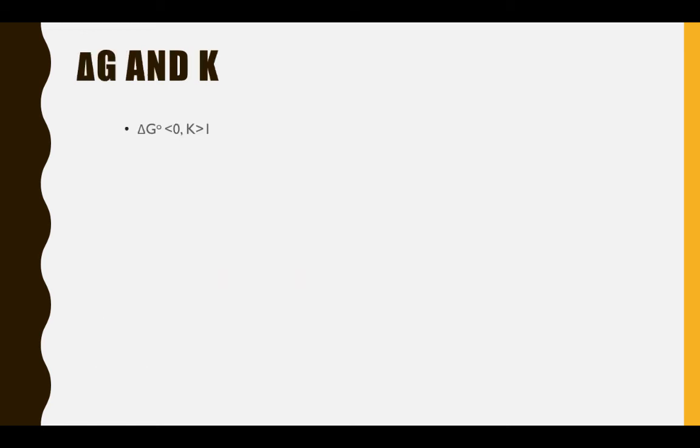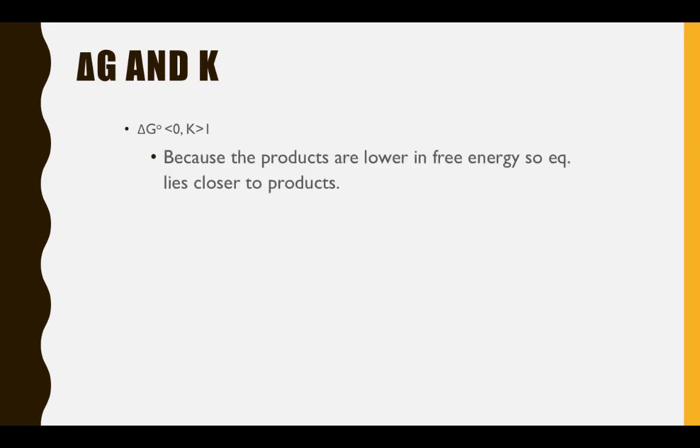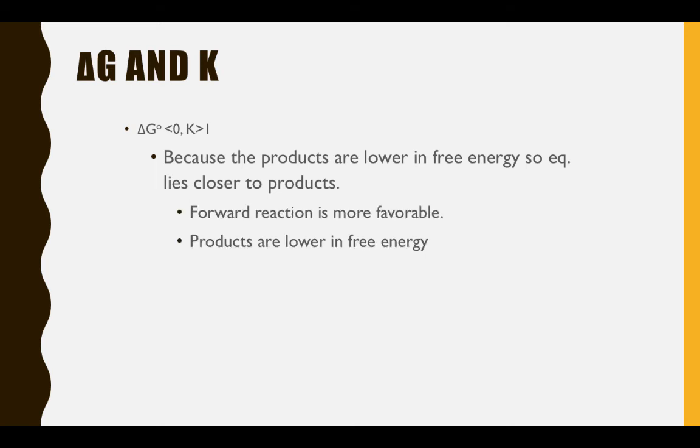To generalize, when delta G is negative, this tells us that our K value will be quite large. This is because the products are lower in free energy. Therefore, the equilibrium position must lie closer to the products. This means that the forward reaction is more favorable and products are lower in free energy. One way to think about it is that it's more spontaneous in the forward direction than in the reverse direction.